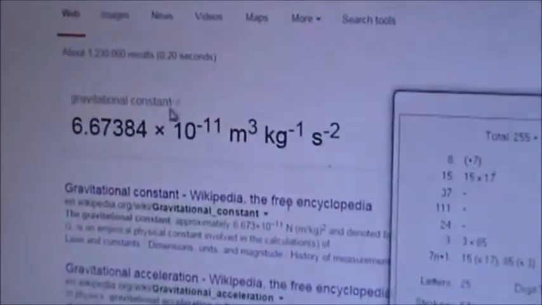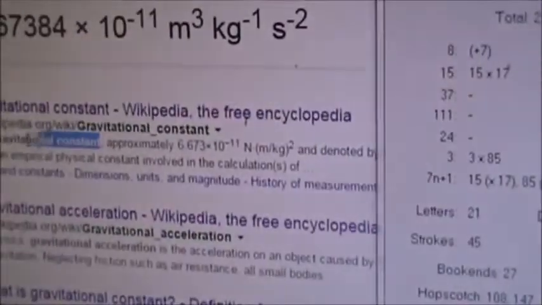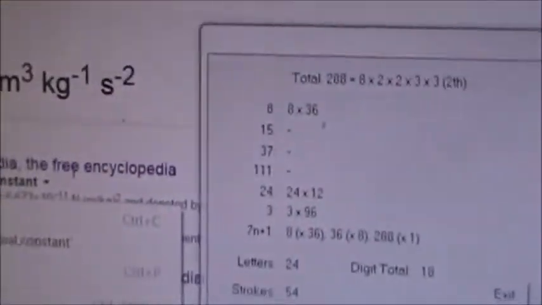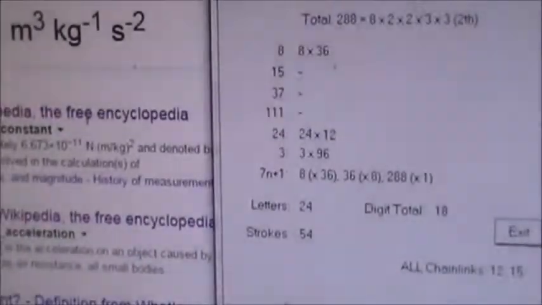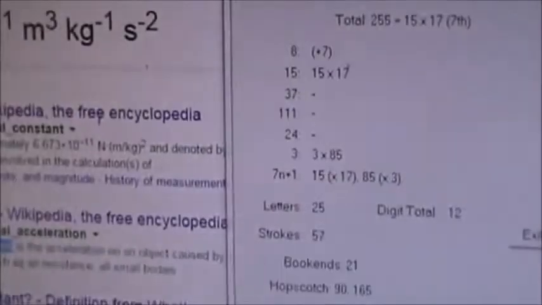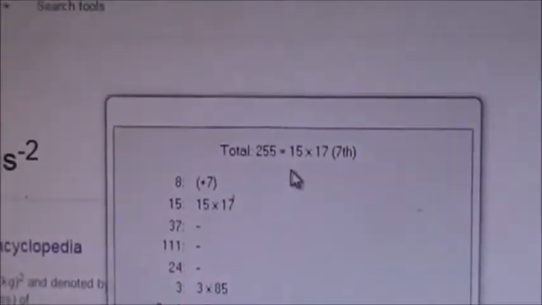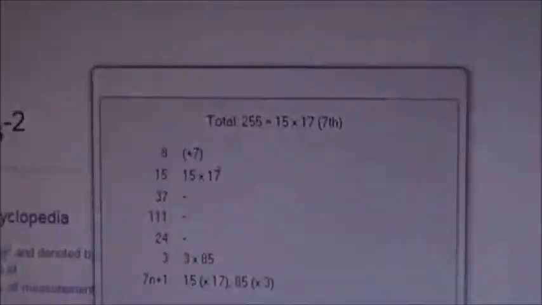Okay. But this is screamingly obvious right here. So watch this. Gravitational constant divides by 3, in a number of letters and strokes that divide by 3, bookend and chain linked with 3s. And then you're supposed to say the gravitational constant to make it the famous 288, 333. And then, amazingly, gravitational acceleration is the exact same thing as gravitational constant at 255. And these are very special numbers, 255 and 288.